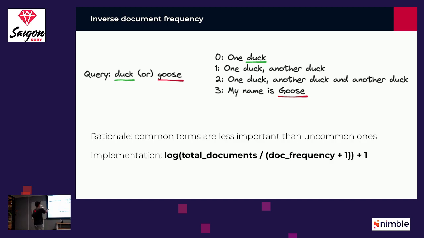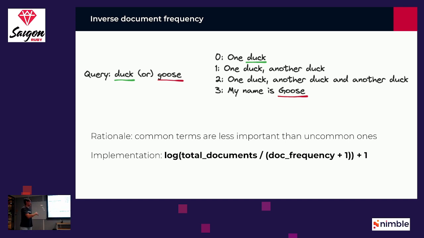The rationale is that common terms are less important than uncommon ones. Here, goose is an uncommon term because it's only present in one document, whereas duck is much more prevalent. It appears in 75% of the population. So, yeah, if I have to consider, the uncommon one is probably going to win.